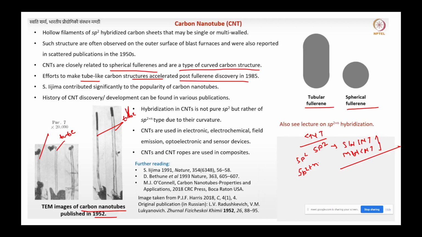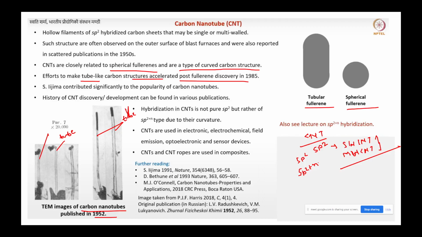It is one of the most used materials and can be used in many kinds of applications. CNTs are used in electronics, electrochemistry, field emission, and mostly nowadays in optoelectronics and sensor devices because of their unique and amazing properties. It is a conductive material and also has good mechanical strength. That's why we use it for optoelectronic and sensor devices.